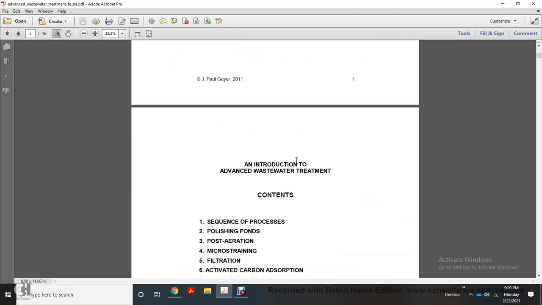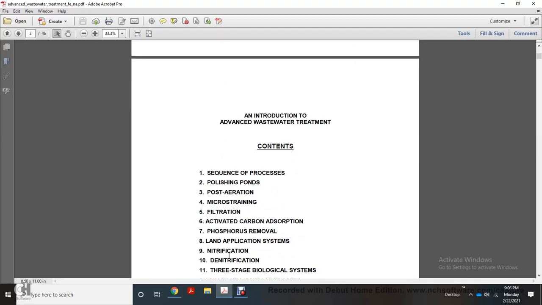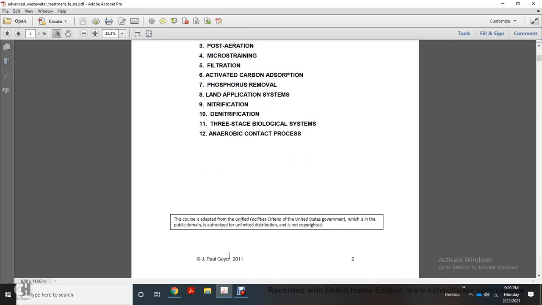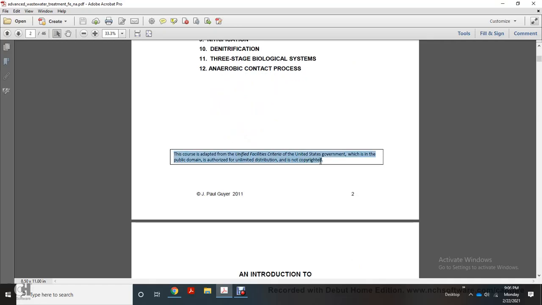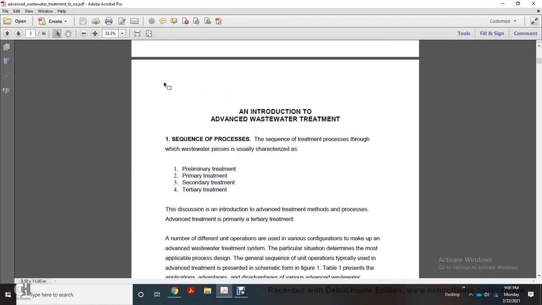Alright, intro to advanced wastewater treatment: sequence of processes, polishing ponds, post-aeration, micro-straining, filtration, activated carbon adsorption, phosphorus removal, land application system, nitrification, denitrification, three-stage biological system, anaerobic contact processes. This course is adapted from Unified Facilities Criteria, United States Government, which is public domain, authorized for unlimited distribution, and is not copyrighted. Alright.